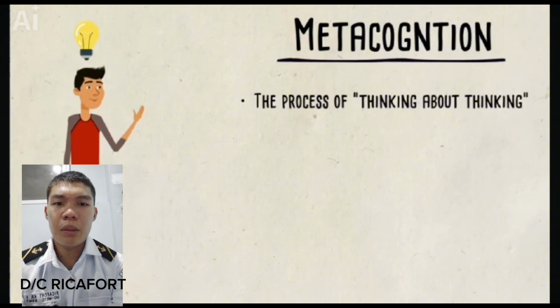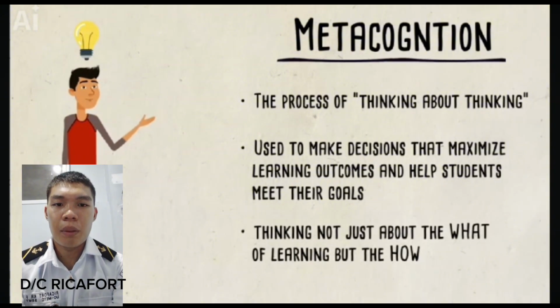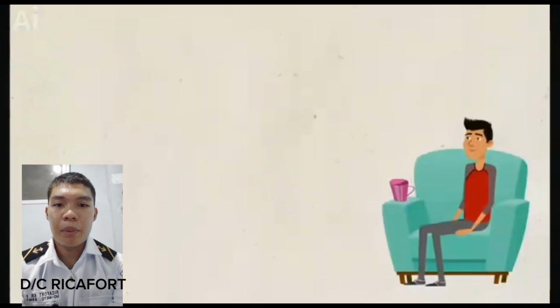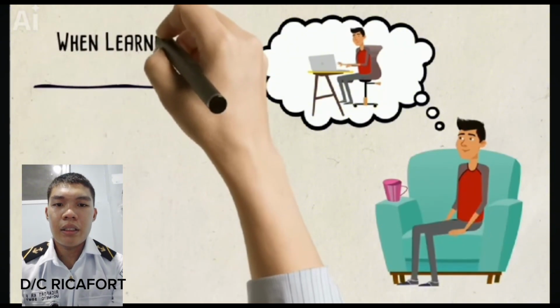Metacognition is the process of thinking about thinking, one that is used to make decisions that maximize learning outcomes and help students meet their goals. Metacognition is thinking not just about the what of learning but the how. Ultimately, metacognition is all about creating the best possible opportunity to learn what you are trying to learn.